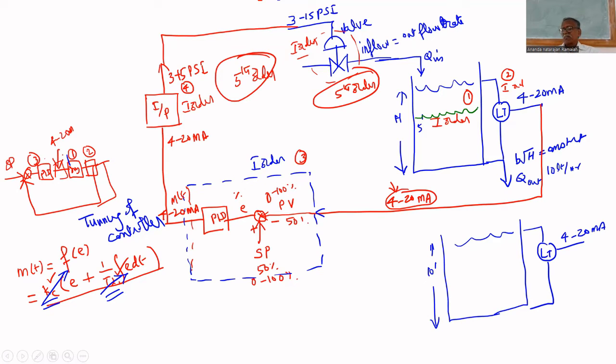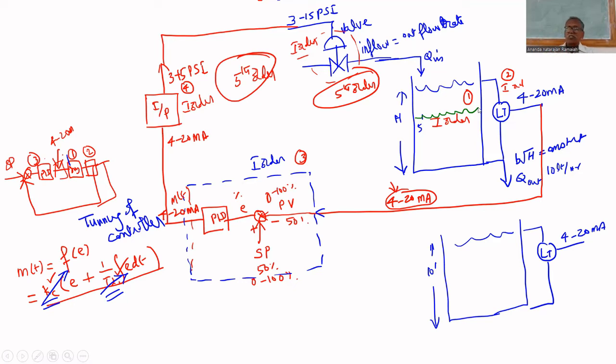So first thing is, we have to bring the process to 50% level. This controller is useless. What is the expression for the controller? M of t equal to Kc multiplied by E plus 1 by Ti integral of E dt. It is a function of E only.